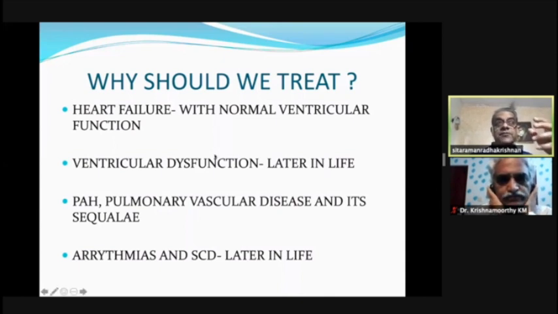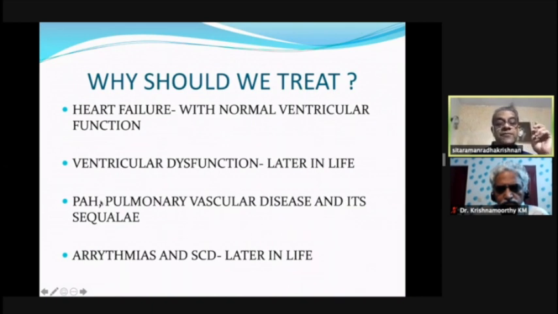The child might be in gross heart failure with all the symptoms of heart failure, but if you do the echo, you will see that the ventricular function is normal. Ventricular dysfunction in this group of patients develops much later in life. So it is not a feature, unless, of course, it is associated with other comorbid lesions like aortic stenosis or coarctation. So ventricular dysfunction is not a feature of pure left to right shunt unless it is later in life.